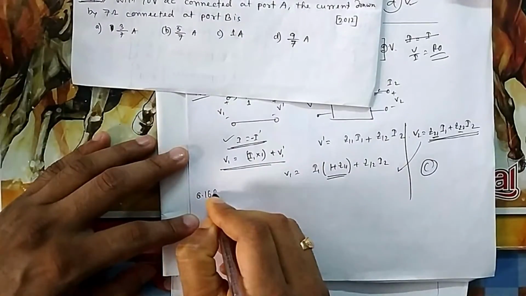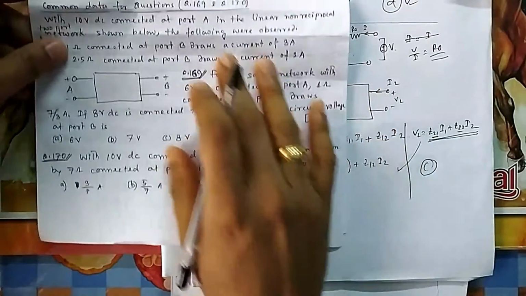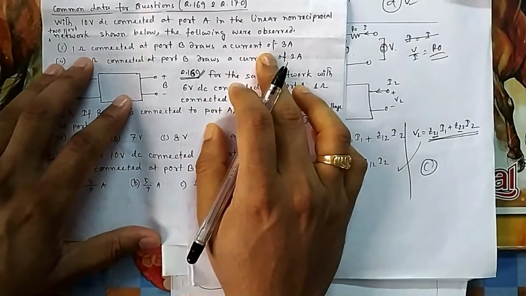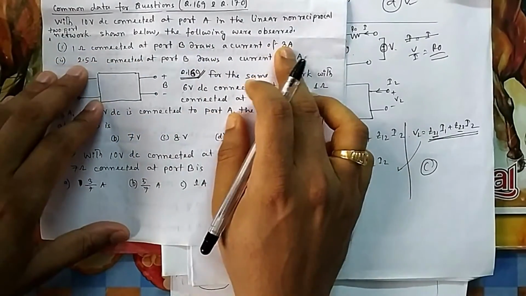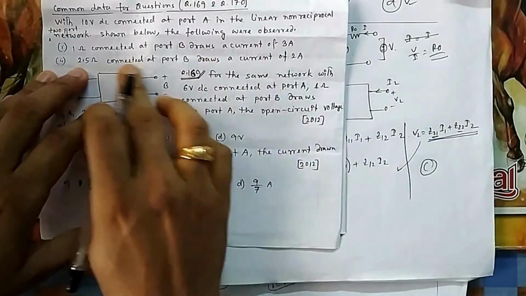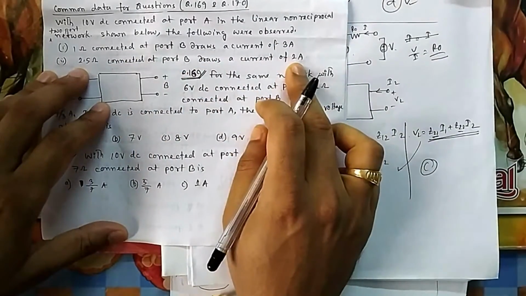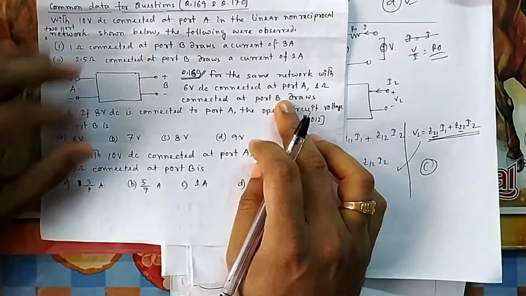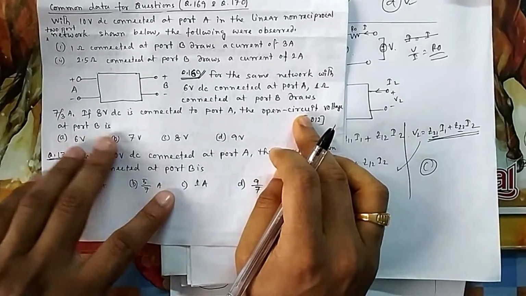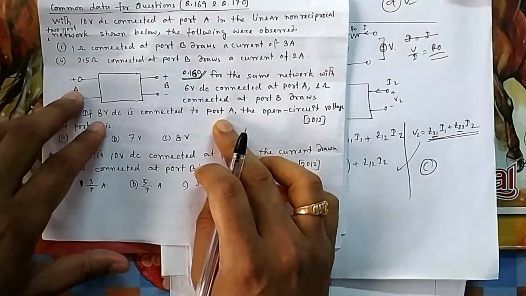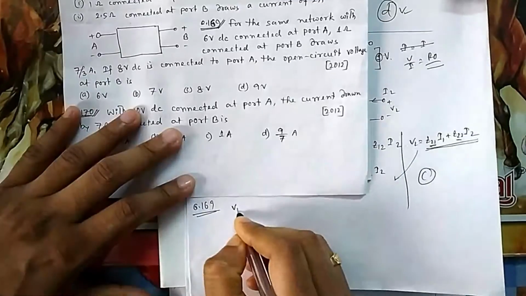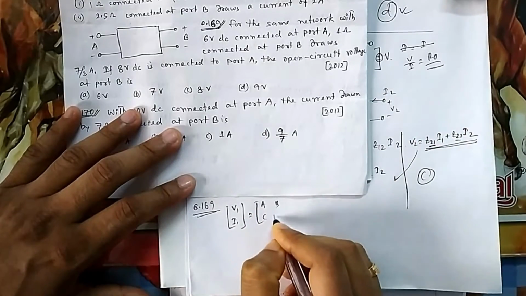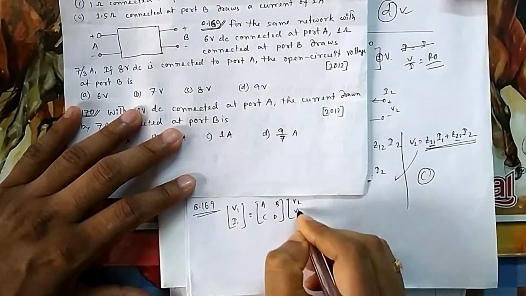These are linked questions 169 and 170. 10 volt is connected to port A in the linear non-reciprocal network shown below. These are the observations. 1 ohm connected in port B draws a current of 3 ampere. If you connect 2.5 ohm, it will draw 2 ampere. Another data is given, although this is not required, because with two data only you can find this. The open circuit voltage at port B, if 8 volt is connected to port A. So if I go for ABCD transmission, it is V1, I1 equal to V2, I2.